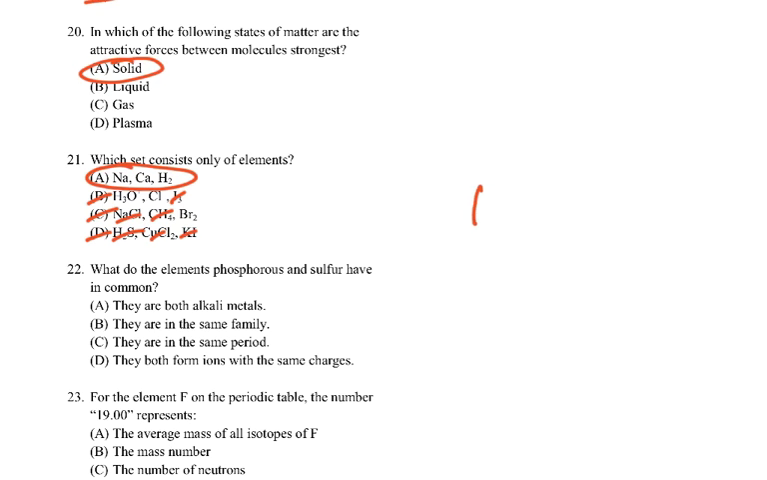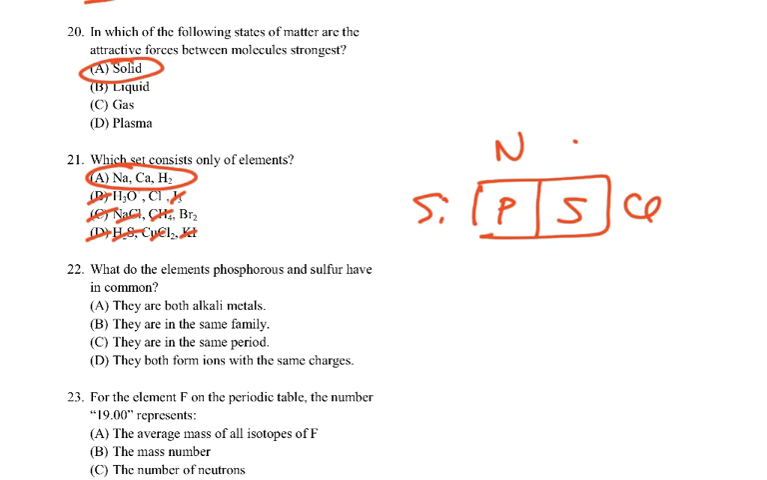What do the elements phosphorus and sulfur have in common? We probably have to look them up on the periodic table, and we'll notice that they are next to each other. Then chlorine's over here, and silicon's over here, and nitrogen and oxygen. So find them on the periodic table.